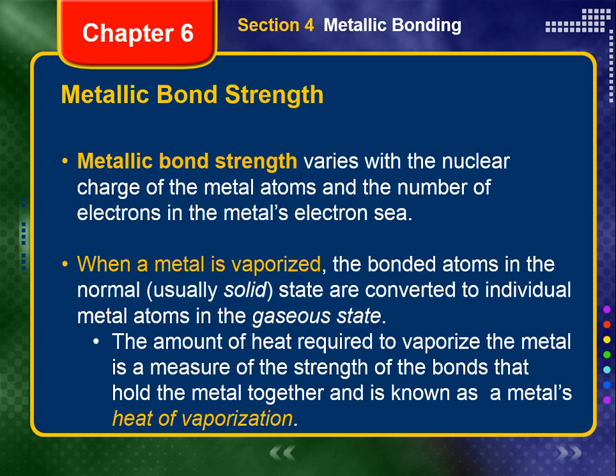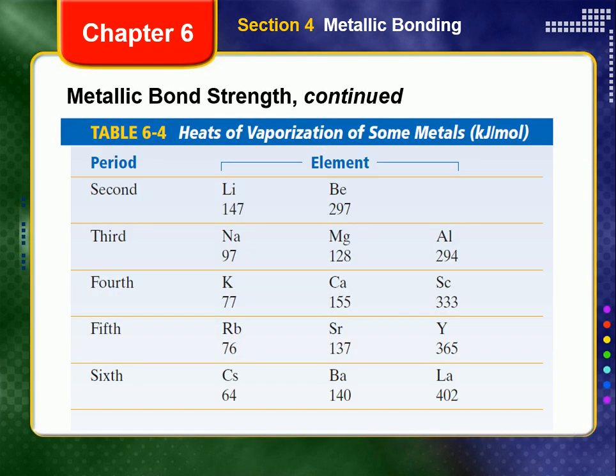Metallic bond strength. Metallic bond strength varies with the nuclear charge of the metal atoms and the number of electrons in the metal's electron sea. Both of these factors are reflected in a metal's heat of vaporization. When a metal is vaporized, the bonded atoms in the normal state, which is usually the solid state, are converted into individual atoms in the gaseous state. The amount of heat required to vaporize the metal is a measure of the strength of the bonds that hold the metal together. Some heats of vaporization for metals are given in Table 6-4 on page 182 of your text or on the screen now.